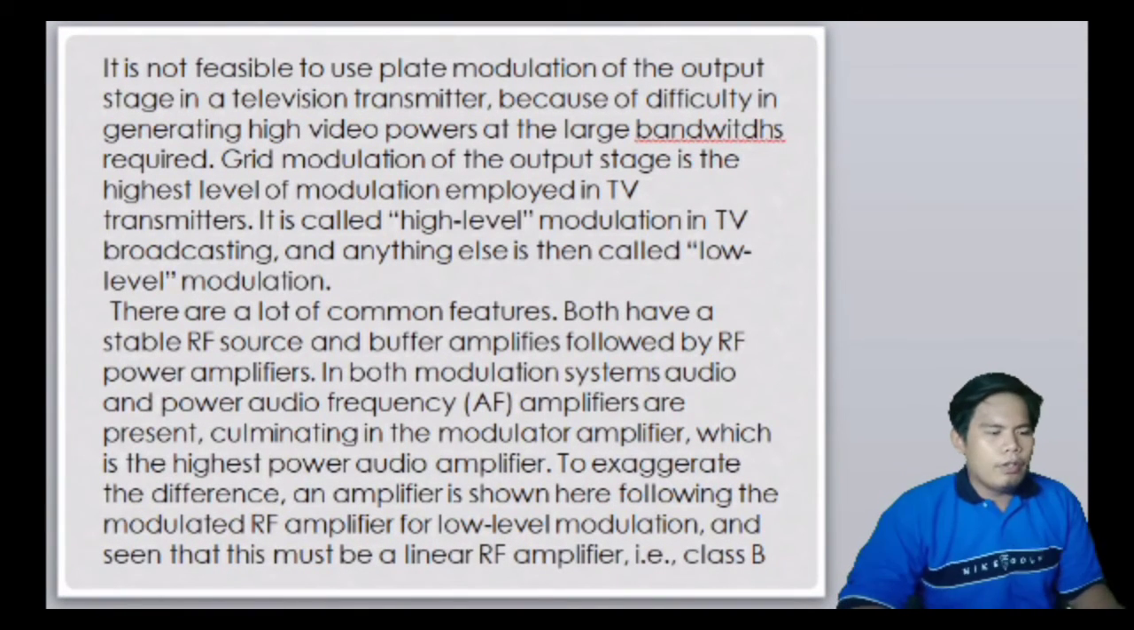It is not feasible to use plate modulation of the output stage in the television transmitter because of the difficulty in generating high video powers at the large bandwidth required. Grid modulation of the output stage is the highest level of modulation employed in a TV transmitter. It is called high-level modulation in TV broadcasting, and anything else is then called low-level modulation.